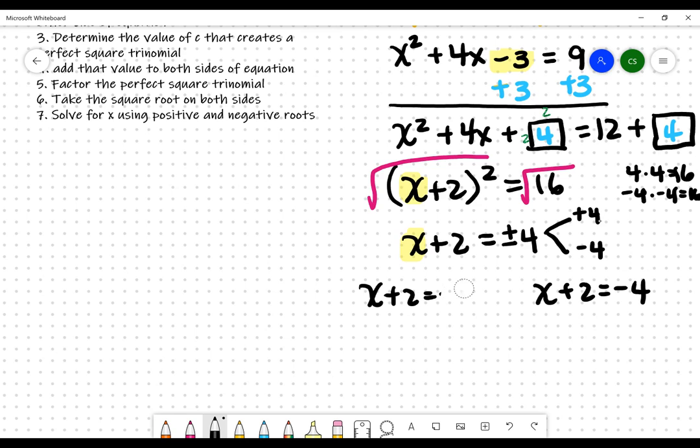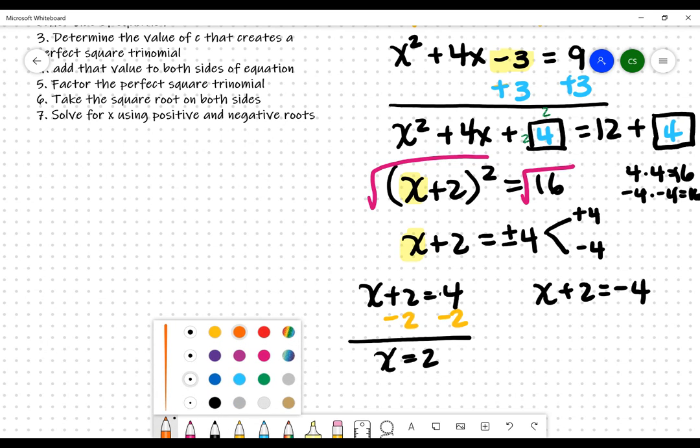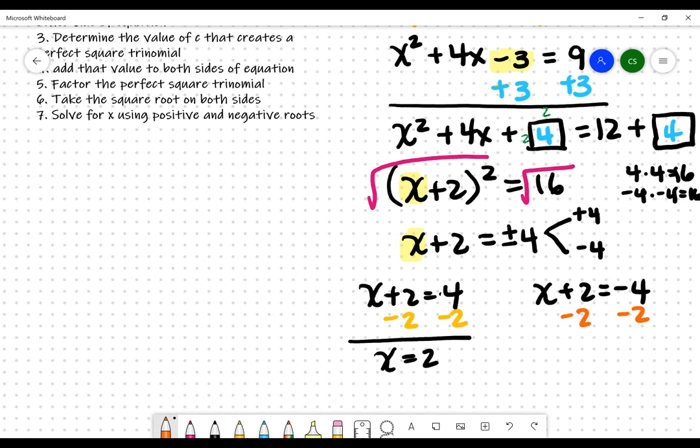And let's just solve for x. So subtract 2 from both sides. And x could equal 2. Subtract 2 from both sides on this one. And x could equal a negative 6. So in this case, x could be negative 6 or it could be a positive 2.